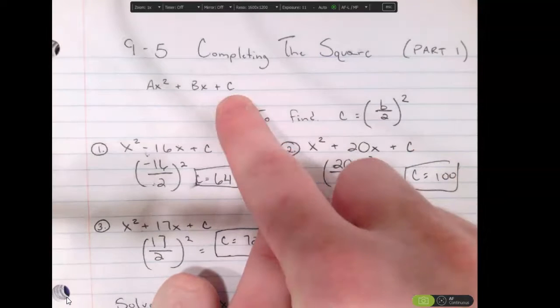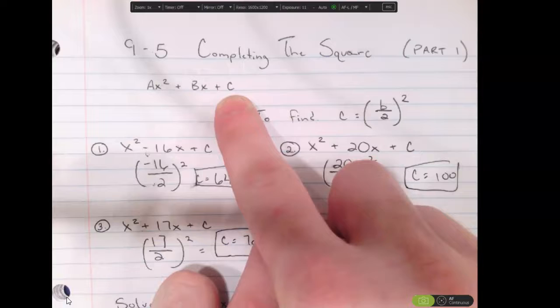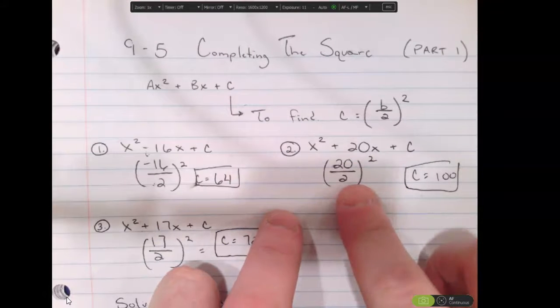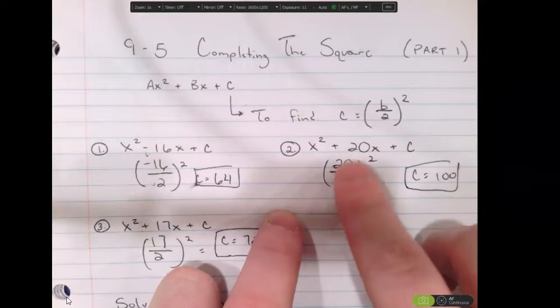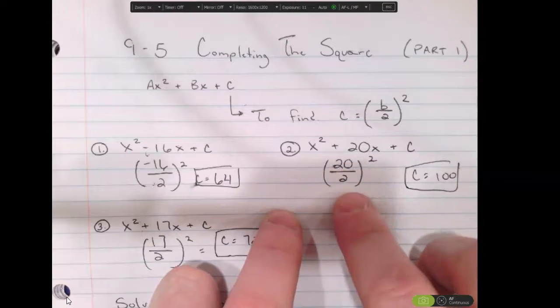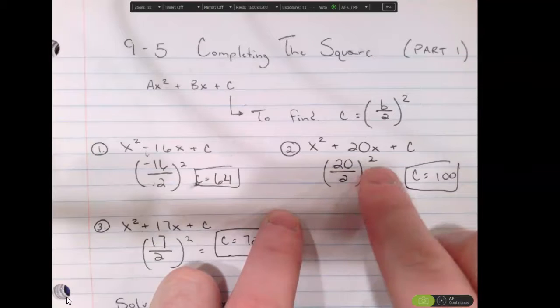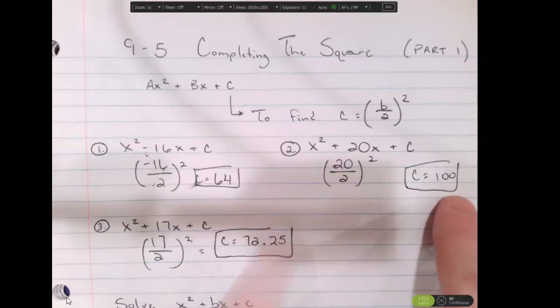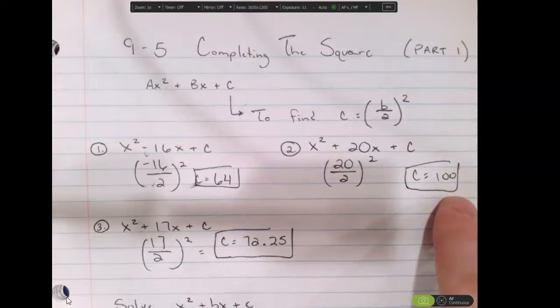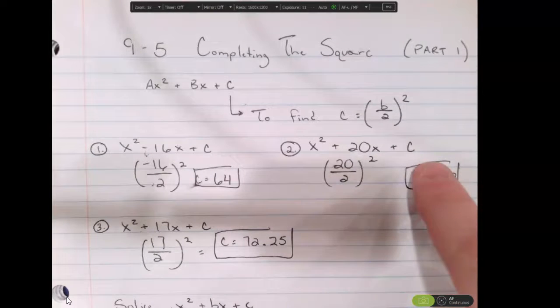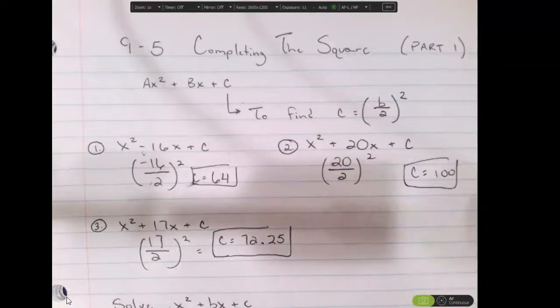Because I just want to know what number goes with c. Also notice in standard form, you don't have a variable with c. So I'm just pulling out what that number is for b. So 20 divided by 2 is 10. Square it, 100. So c is equal to 100. And if you were to rewrite this out, you would just replace c with 100, and there's your equation.